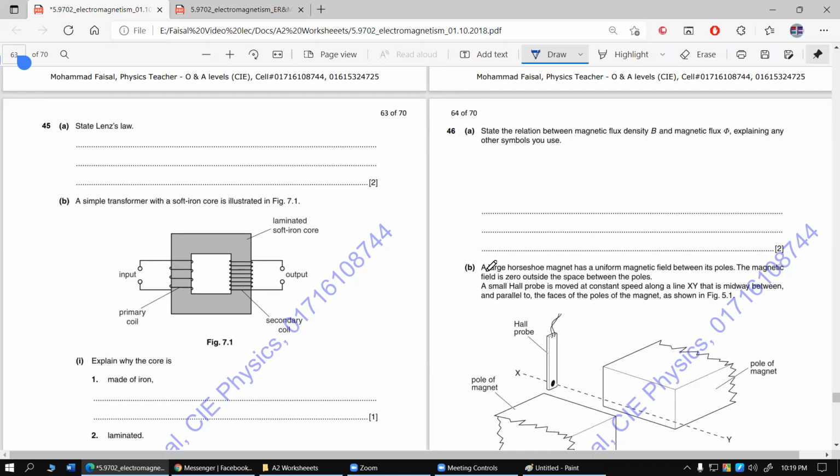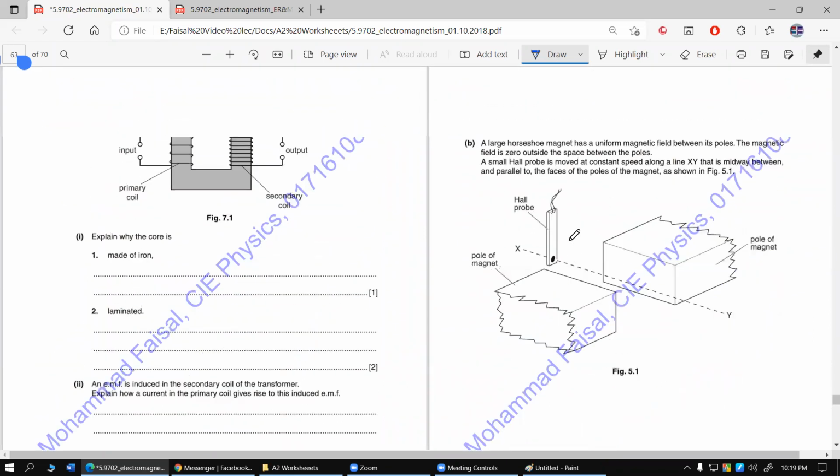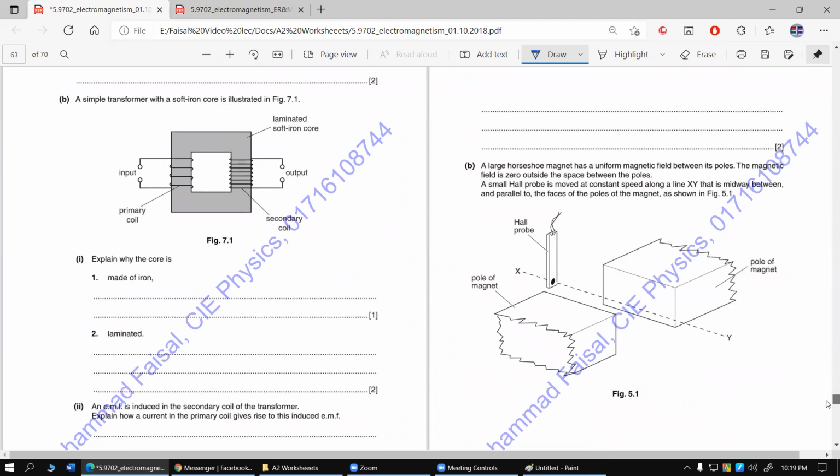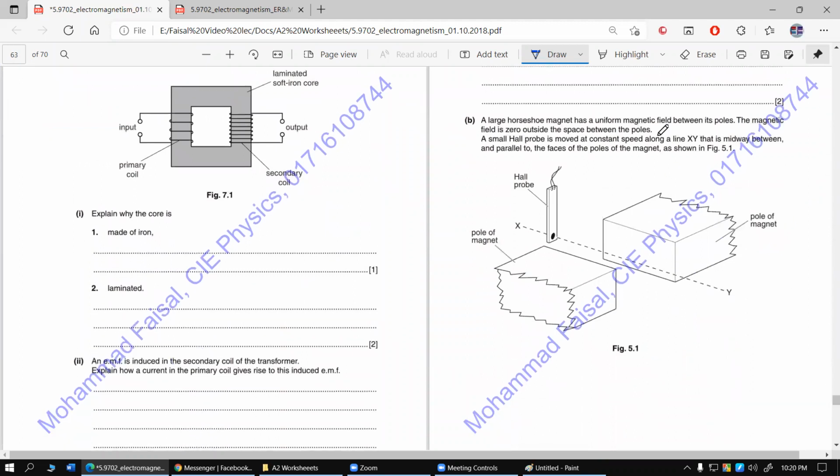বি তে বলছে, a large horseshoe magnet has a uniform magnetic field between its poles. The magnetic field is zero outside the space between the poles. তার মানে আমরা অ্যাজিউম করতেছি এই দুটো ফেসের মাঝখানে যে রেক্ট্যাঙ্গুলার এমটি স্পেসটা আছে, ম্যাগনেটিক ফিল্ড শুধু ওইটুকুর ভিতরেই আছে, এর আশেপাশে উপরে নিচে কোথাও নাই। ফর দ্য সেক অফ সিম্পলিসিটি আমরা এটা ধরে নিচ্ছি.